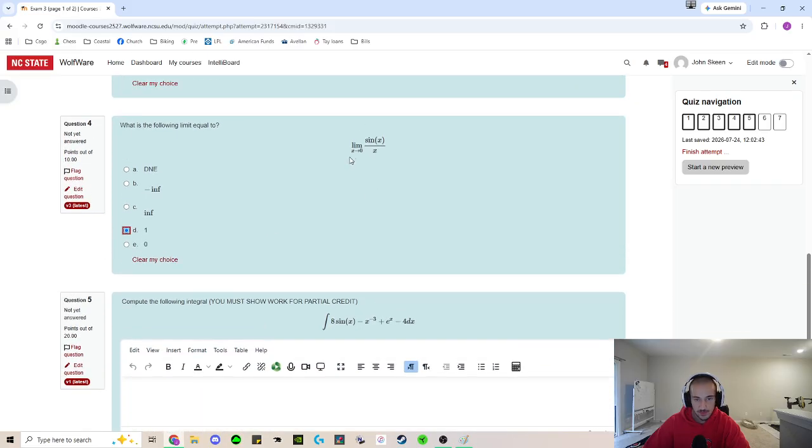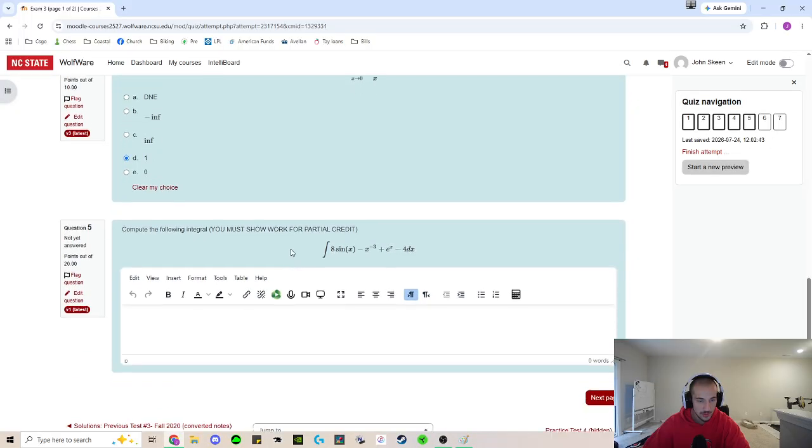It's very important with L'Hopital's rule that you don't actually do the derivative of the whole quotient. So you're not doing like low d high minus high d low over low squared. You're just doing derivative divided by derivative, right?